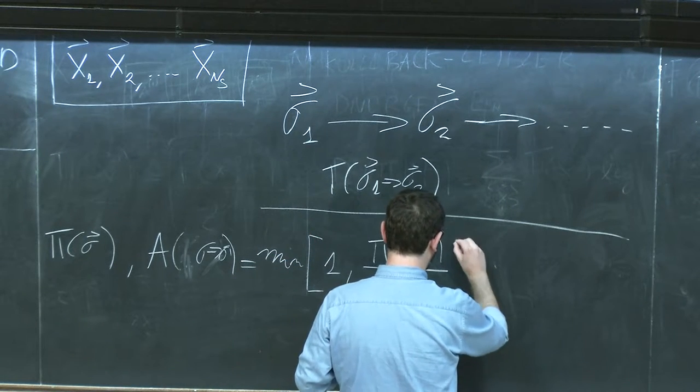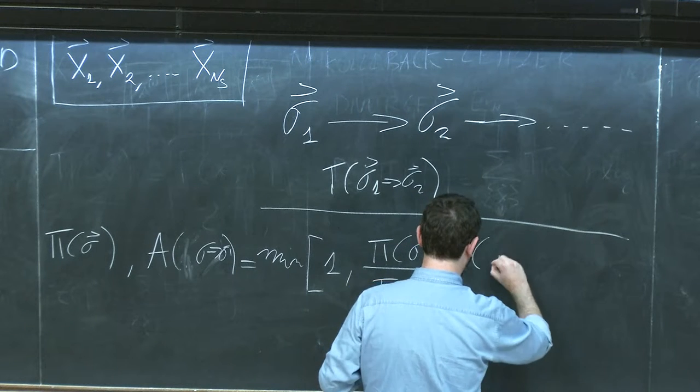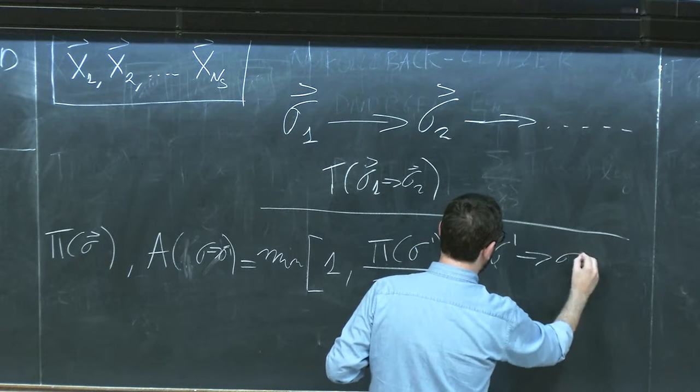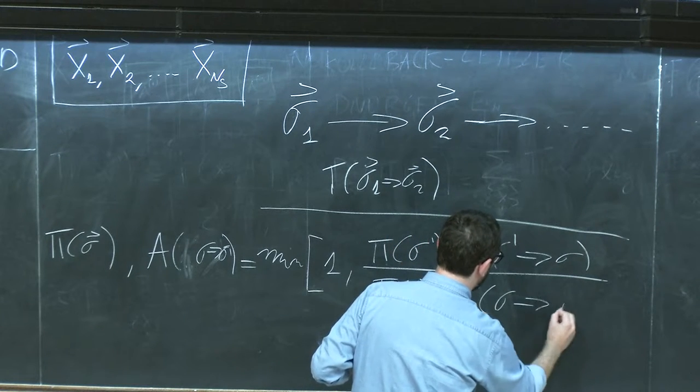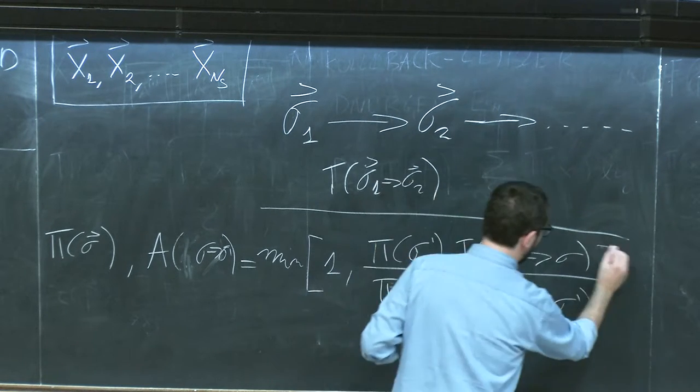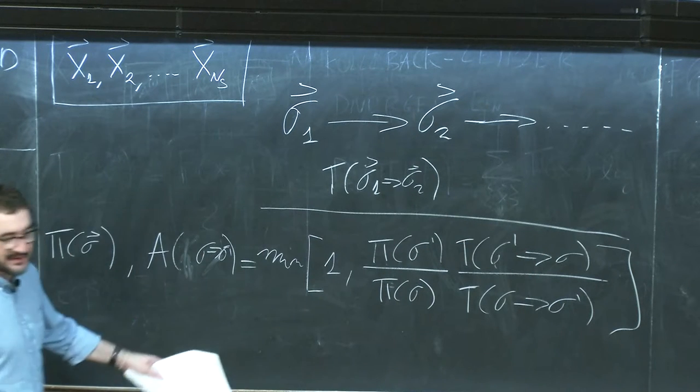So this transition probability, for example, of going from sigma prime to sigma, and the transition probability of going from sigma to sigma prime, okay? So this is the Metropolis-Hastings criterion.